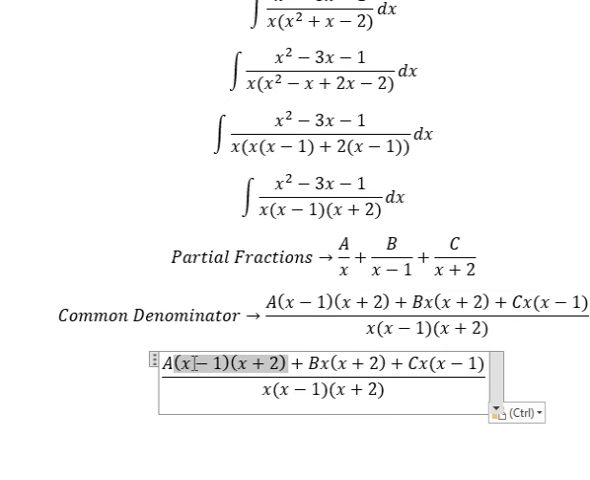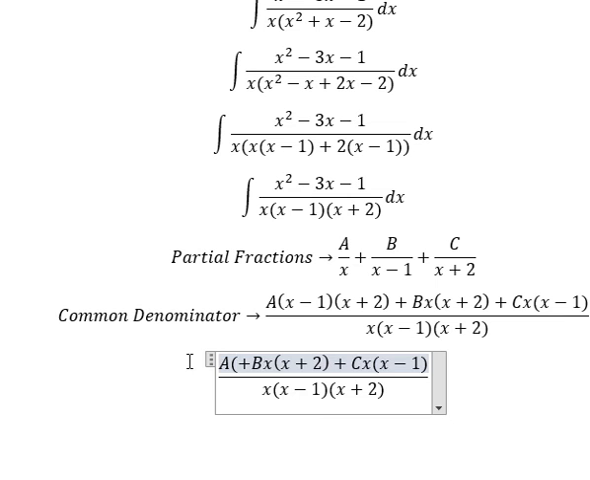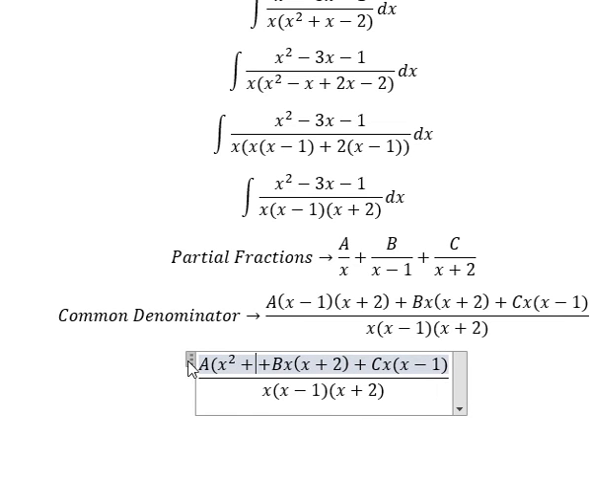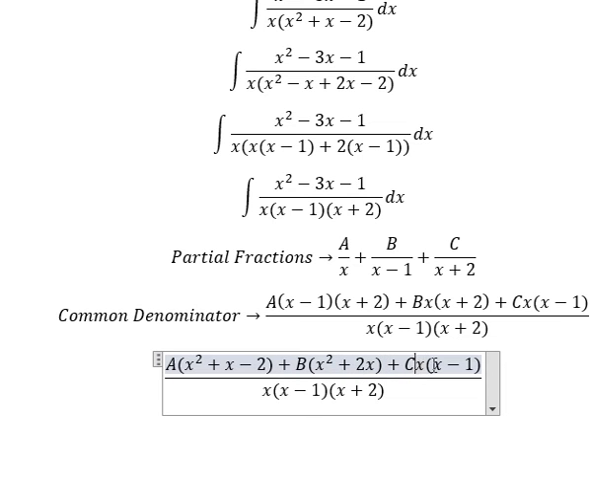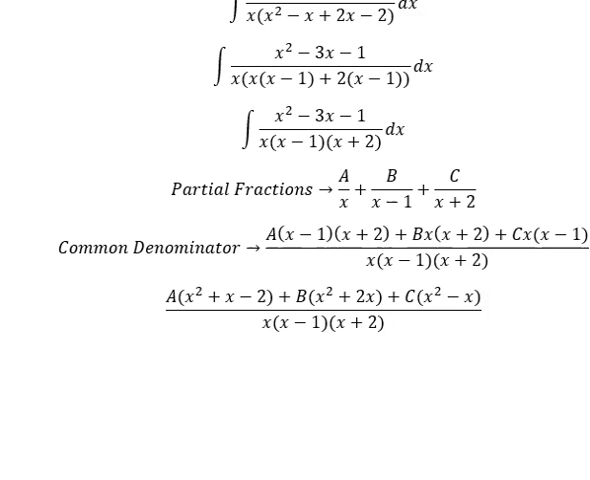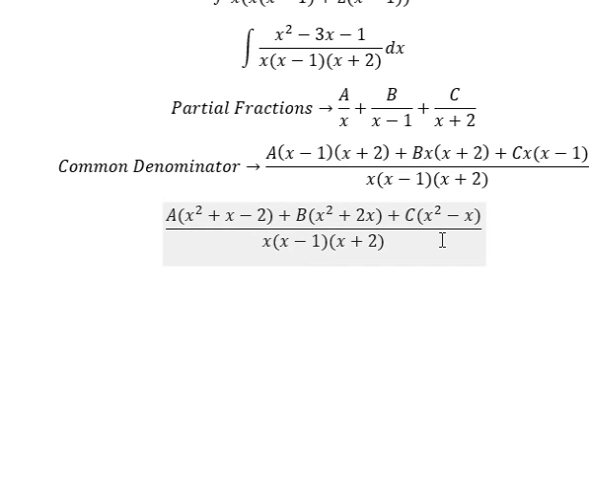Now we need to expand this one in here. So you get s squared plus s minus 2. This one you get s squared plus 2s. This one you get s squared minus s. Now we need to arrange based on the term of s.